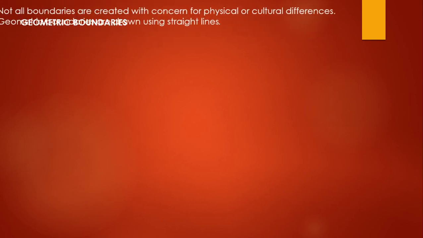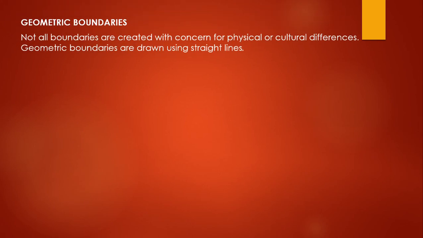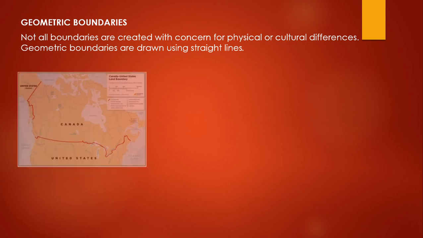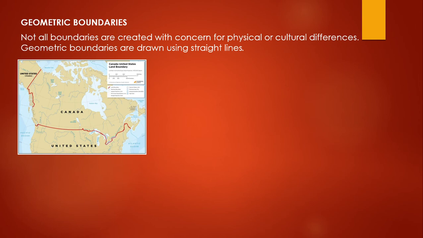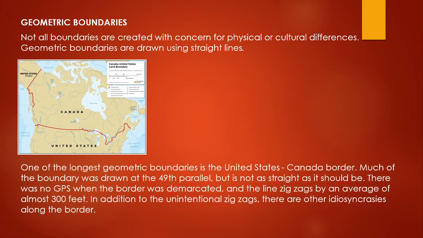Geometric boundaries. Not all boundaries are created with concern for physical or cultural difference. Geometric boundaries are drawn using straight lines. So this is a Canadian boundary. These red lines are the boundary between the United States and Canada. One of the longest geometric boundaries is the United States-Canada border. Much of the boundary was drawn along the 49th parallel but is not as straight as it should be. There was no GPS when the border was demarcated, and the line zigzags by an average of almost 300 feet.